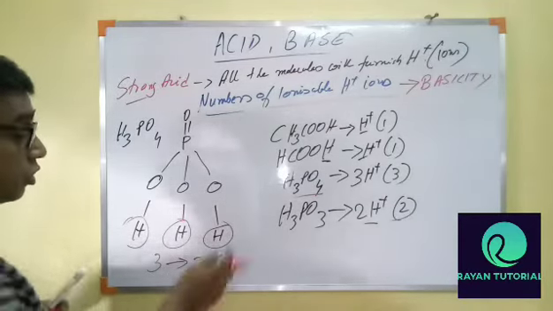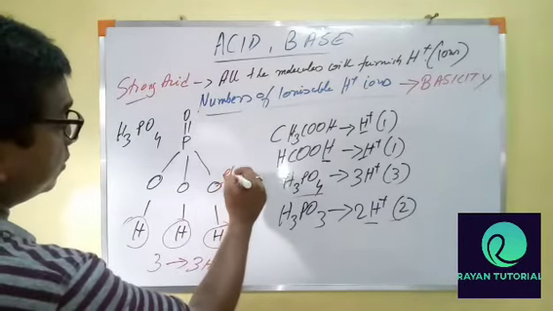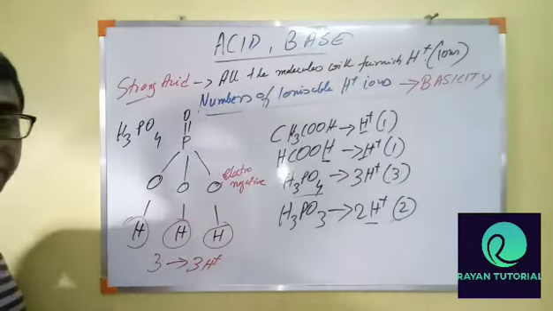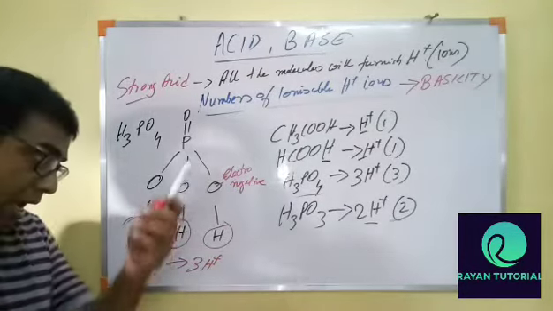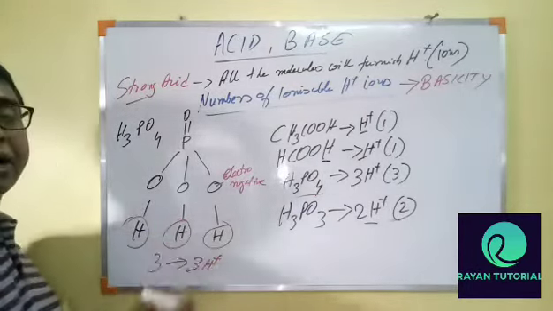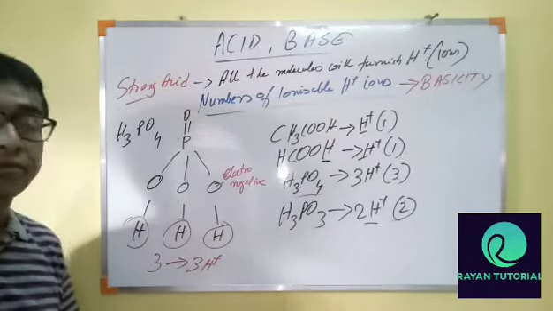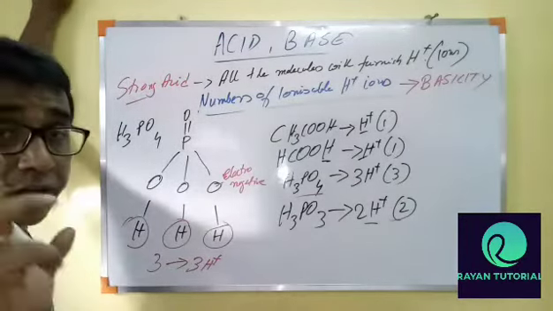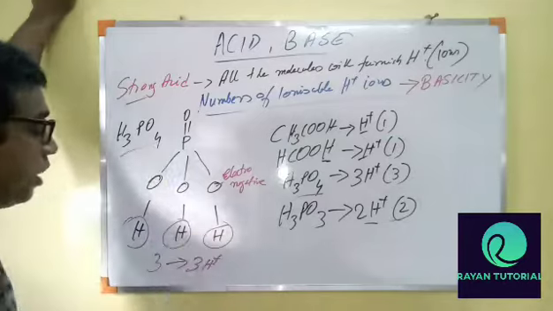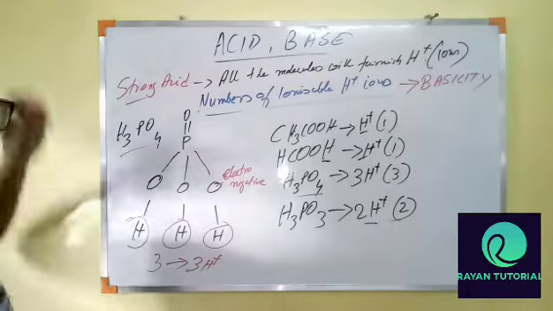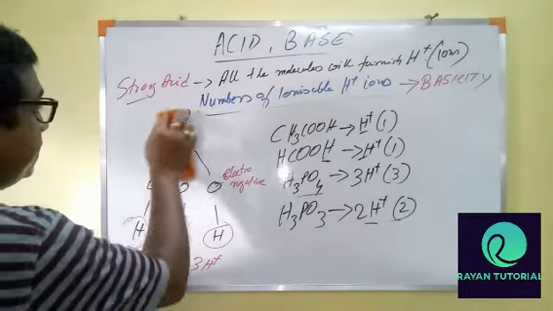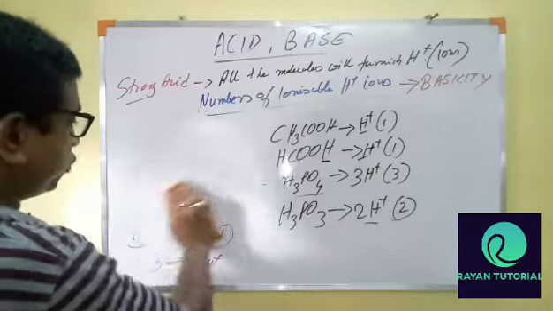Why? Because oxygen is always electronegative. What it will do? It will pull one electron from hydrogen, and this hydrogen will become positive. Clear? Because oxygen is always electronegative. So H3PO4 is tribasic. Why? Because it is displacing 3 hydrogen atoms. Clear? Okay, now let us see which one should we see.